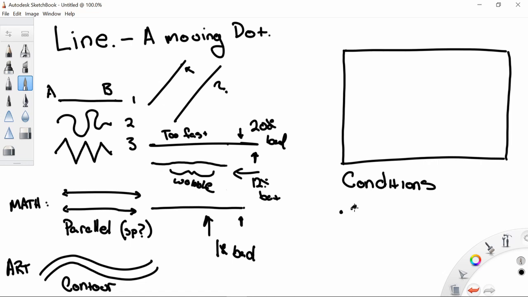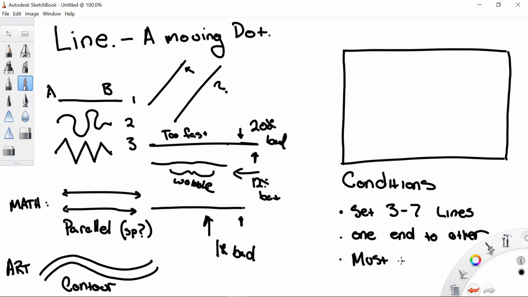The conditions are this. You're going to set as few as 3 and as many as 7 lines. The lines must go from one end of the page to the other. They also must not cross. An example of lines crossing would be this. An example of lines hitting would be this. Your lines may hit, but they must not cross.